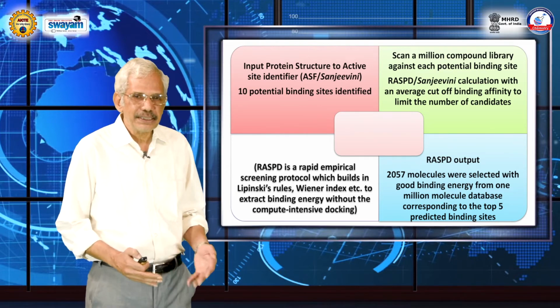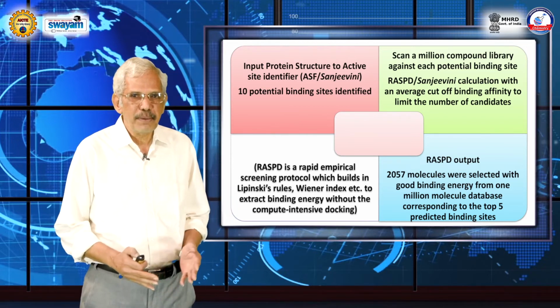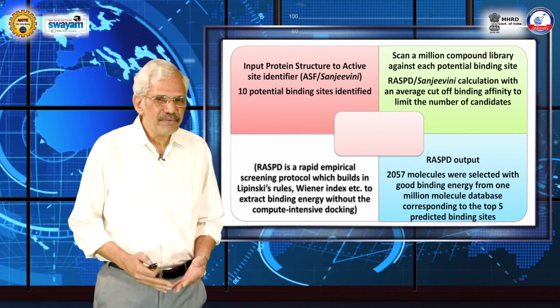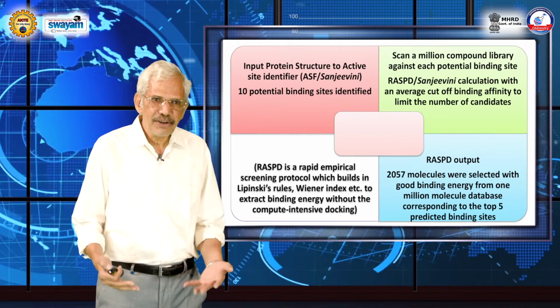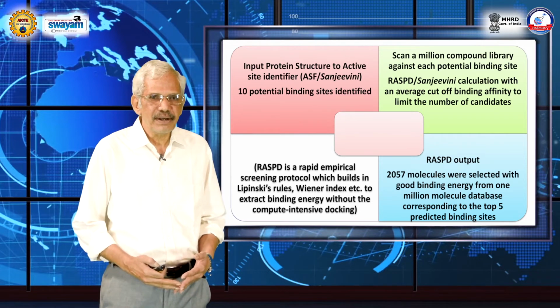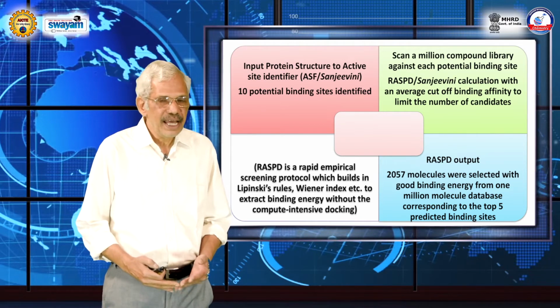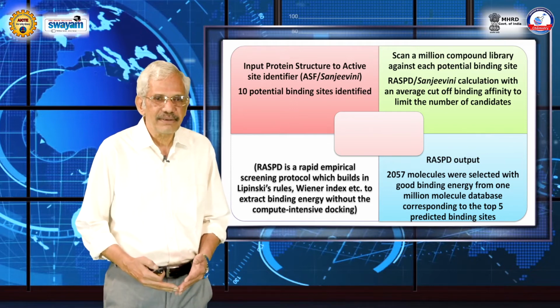Once I have this, I can do it with my Sanjeevani software. 10 potential binding sites are identified. Then I take a million compound library. Remember, we already have 35 million purchasable compounds. So why not utilize that knowledge of compounds which are already out there? If any one of them clicks, it works, then you can easily purchase them and validate them in a biology laboratory. So that's the general idea here.